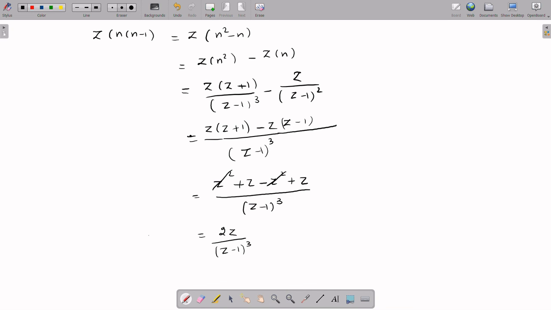This is the z transform of n into n minus 1. This also you have to remember.